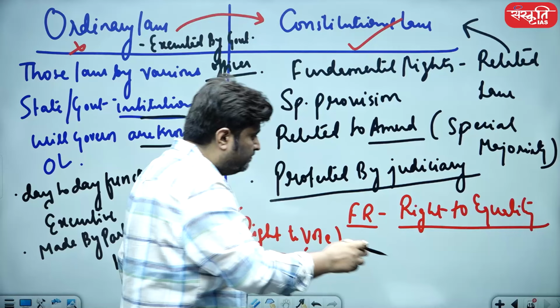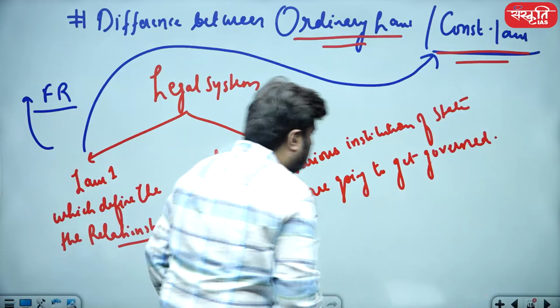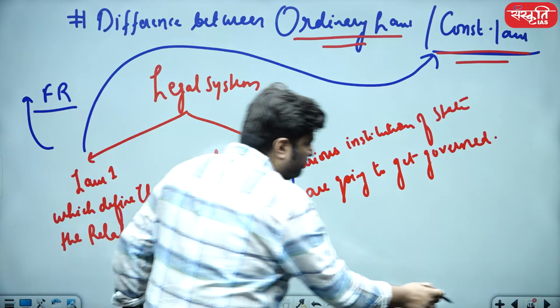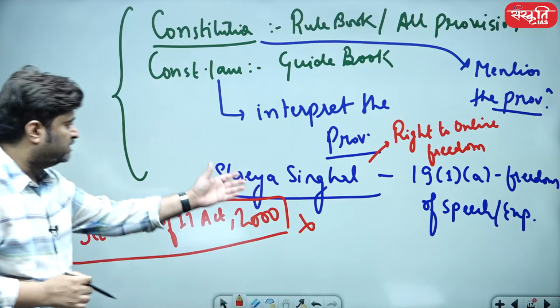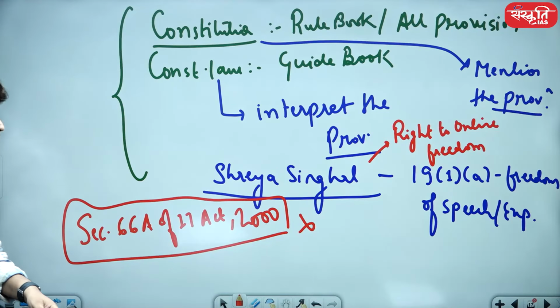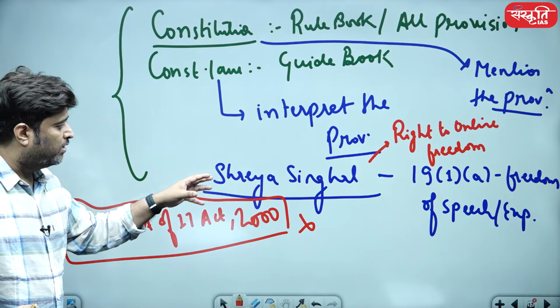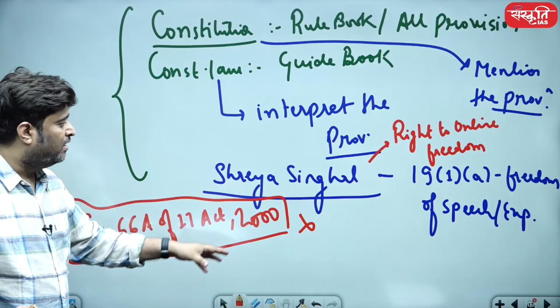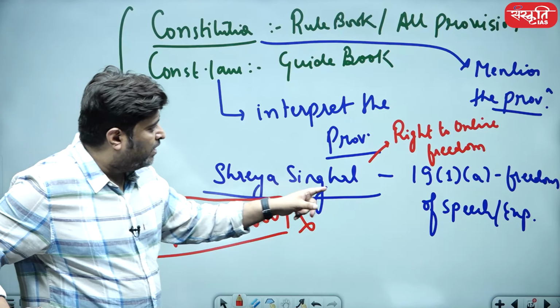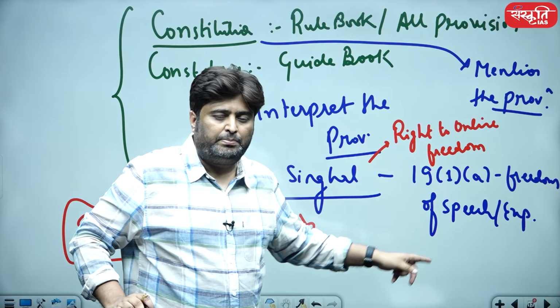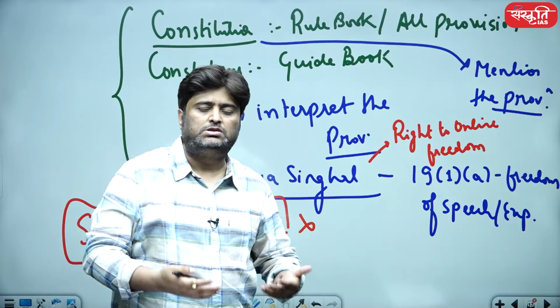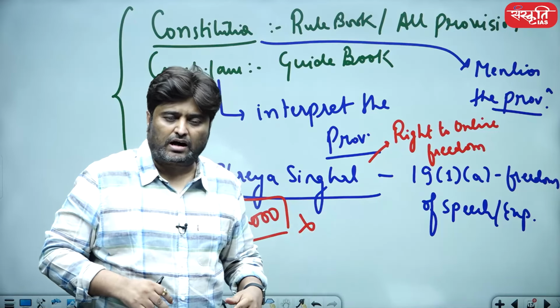For example, where is the Shreya Singhal example? For example, this particular example, Shreya Singhal. In the Shreya Singhal example, I have already used very appropriately that Article 19(1)(a), freedom of speech and expression, is basically a larger principle of constitutional law in our country.